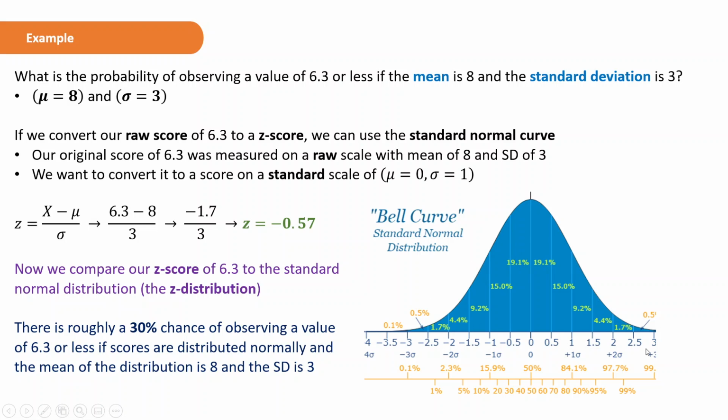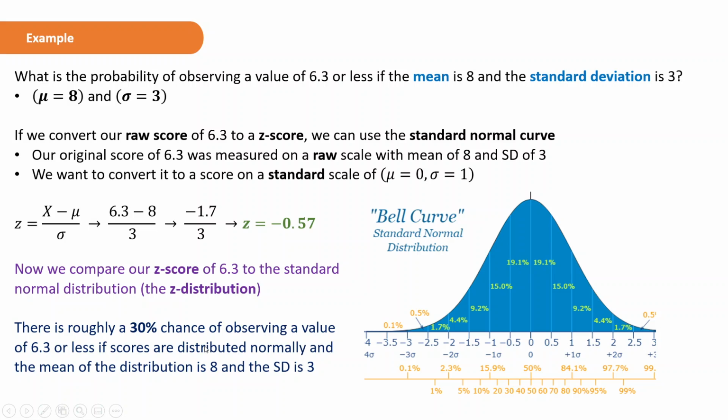And if we look over here at our curve right here, this is our standard normal curve. Well, right where my cursor is, this represents a z-score of negative 0.5. And what you can see is that half the scores fall above a z-score of 0 and half fall below 0, of course. And then when we move out between 0 and negative 0.5, that's about 19%. So if you do 19% plus the 50% that falls to the right of a z-score of 0, 50% plus 19%, that's roughly 69%, call it 70%. The point is that roughly 30% of the values are going to fall to the left of a z-score of negative 0.5, which is the same thing as saying 30% of the values will fall below a z-score of negative 0.5 roughly. And so the answer to our question is that there is roughly a 30% chance of observing a value of 6.3 or less if the scores are distributed normally and the mean is 8 and the standard deviation is 3.